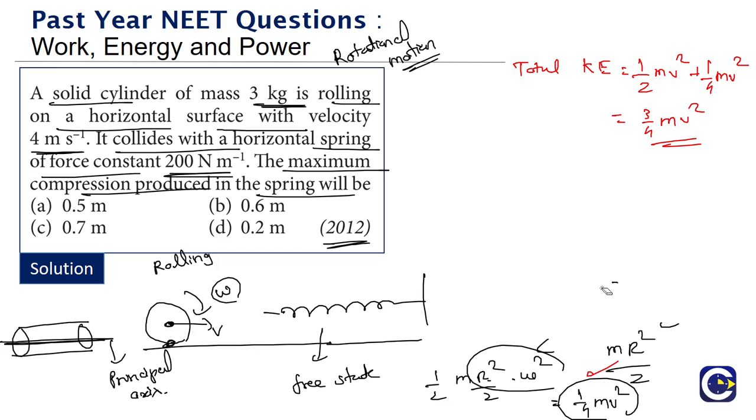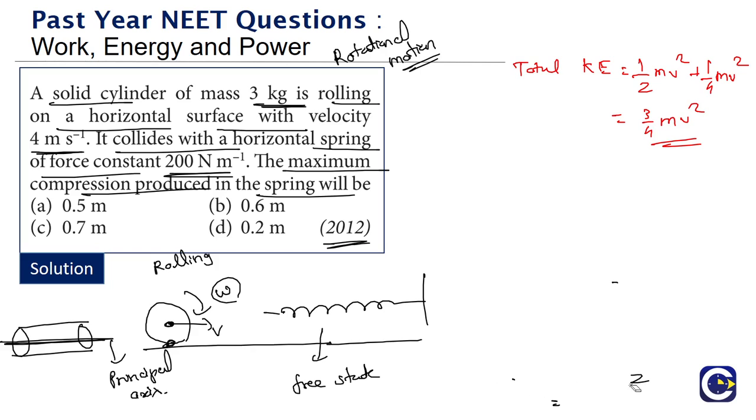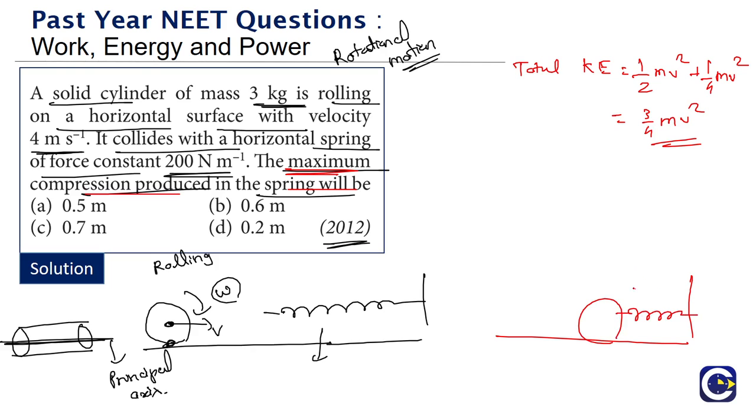Now as it collides with the spring, what is going to happen? After the collision, as the cylinder keeps rolling, the spring is going to get compressed. As the spring is getting compressed, it will start developing potential energy, the spring potential energy. When they say maximum compression produced in the spring, it means the spring is not able to get compressed any further.